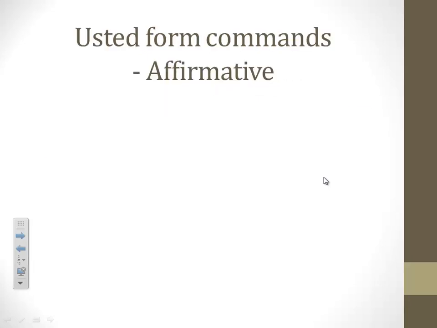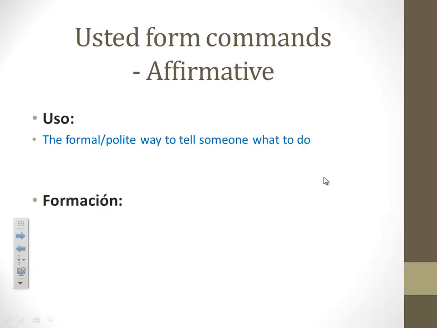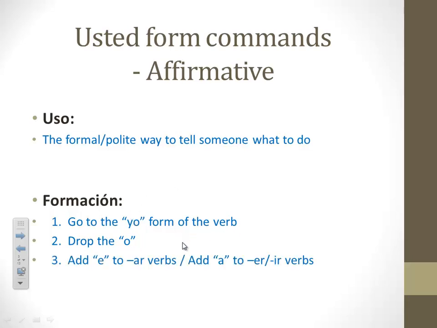All right, let's take a look at our note guide, and under your formation box, let's review how to form an usted form command. First, we're going to do the affirmative commands. You'll remember that an affirmative command is the formal or polite way to tell someone what to do. To form the usted affirmative command, first step, we've got to go to the yo form. Then we've got to drop the o, and that's the yo form present tense. So we drop the o, and then you add the opposite usted form ending. So that's adding an e to an AR verb or an a to an ER-IR verb.